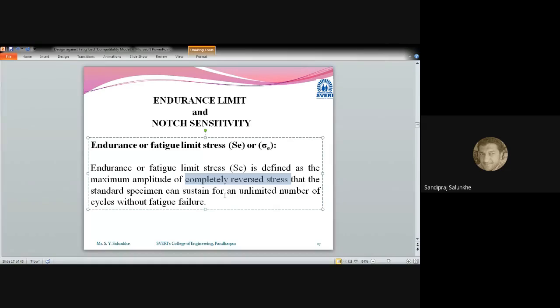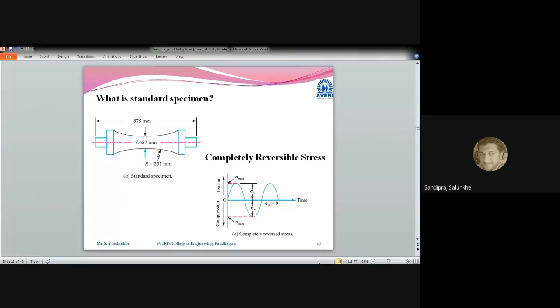Now one question may arise in your mind: what is the standard specimen actually? We are talking about the standard specimen. So what do you mean by standard specimen?